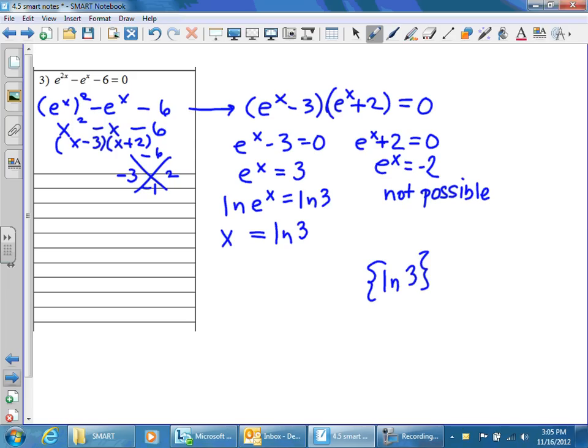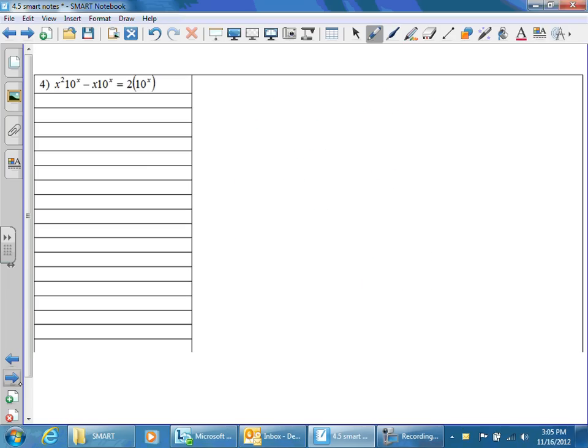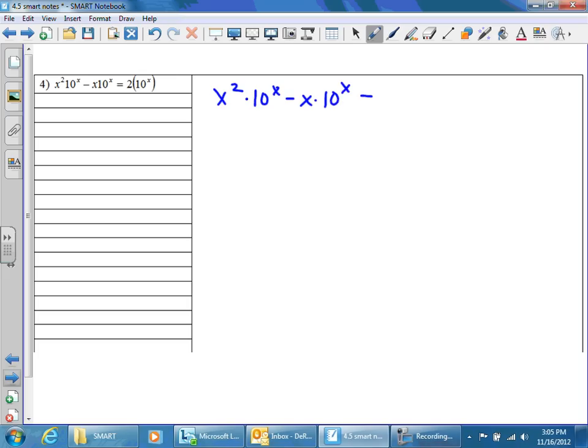All right, let's try this next one. Some of you flip the page and go, whoa! All right, don't freak out. It's not that bad, I promise. So the first thing we want to do is set it equal to 0. So I'm going to subtract over the 2 times the 10 to the x. Now, what's the first step that we always learn to do when factoring?